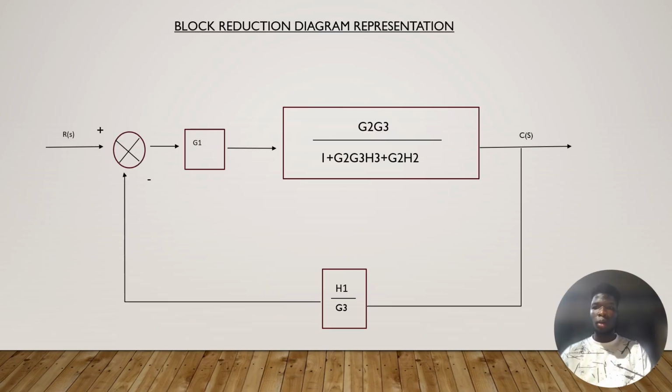Now, we combine G1 with the reduced block obtained earlier. Since they are in series, we multiply them to obtain the new forward path. That is G1 times G2 times G3 divided by 1 plus G2, G3, H3 plus G2, H2. At this point, we have successfully combined all the forward path elements into one single expression. This is a major step because it represents the entire system behavior in a systematic mathematical form.